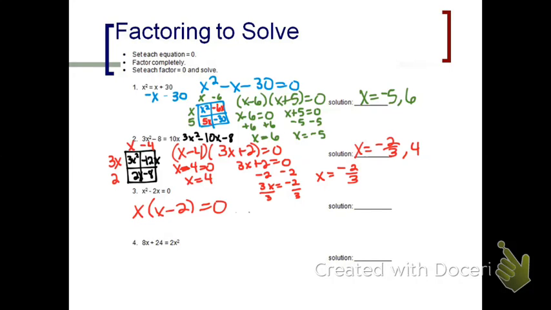So if I take an x out of both of them, am I done? Do I even need the box? No. Okay. They both had an x. I factored out an x. So what are my 2 x-intercepts? X equals 0 and x equals 2. So my solution is x equals 0 and x equals 2.